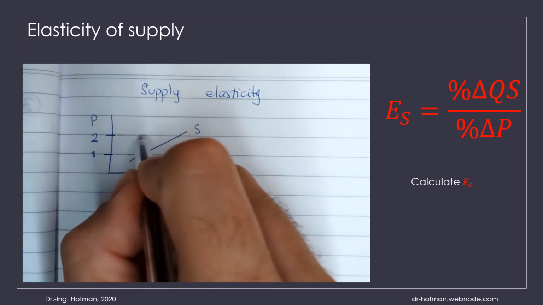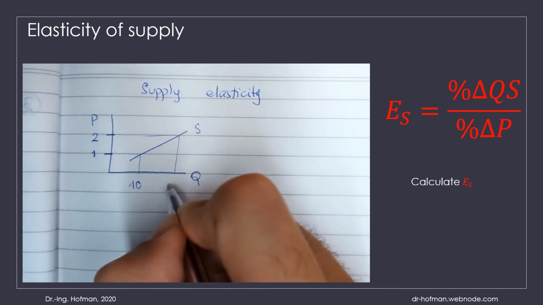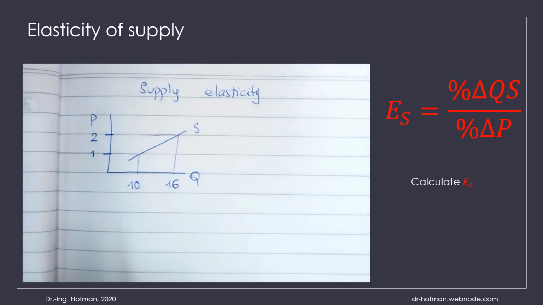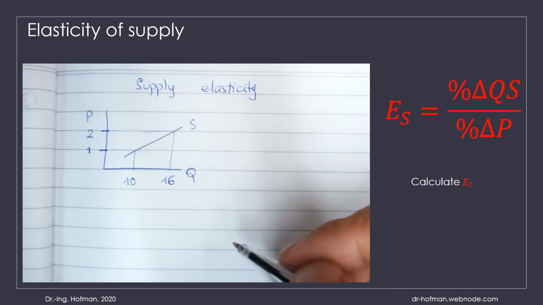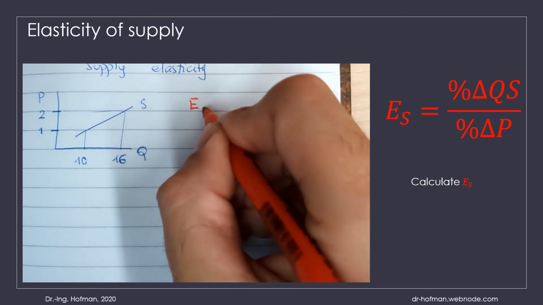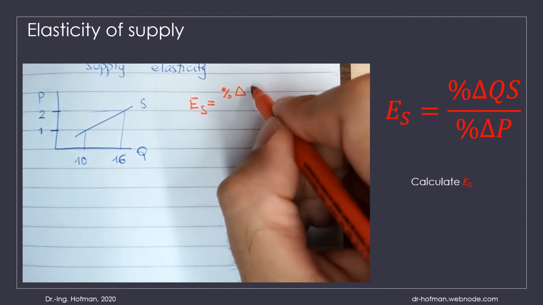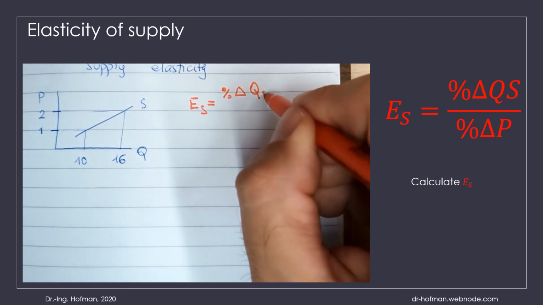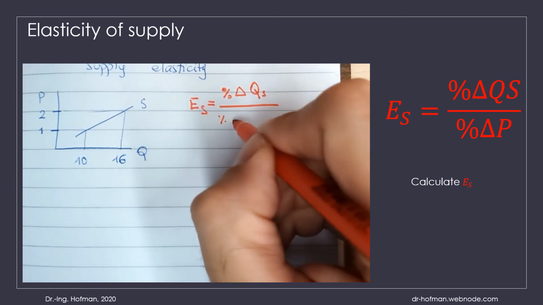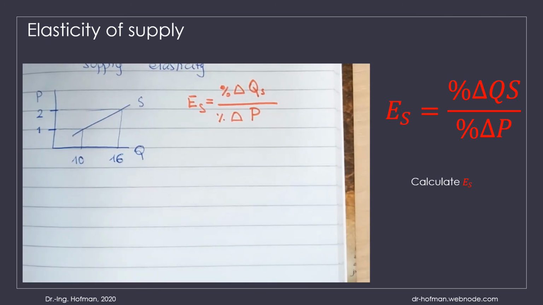What is the percent change of quantity supplied, from 10 to 16? Well, we went from $1 to $2. We calculate ES, the elasticity of supply, as the percent change in quantity supplied over the percent change in price. And the convention when we think about elasticities is to use the midpoint of these two, the average of them.